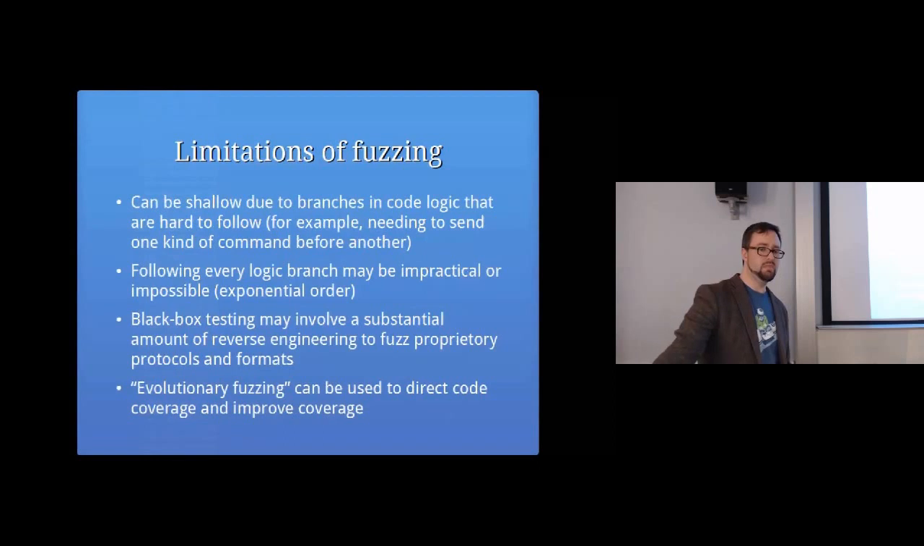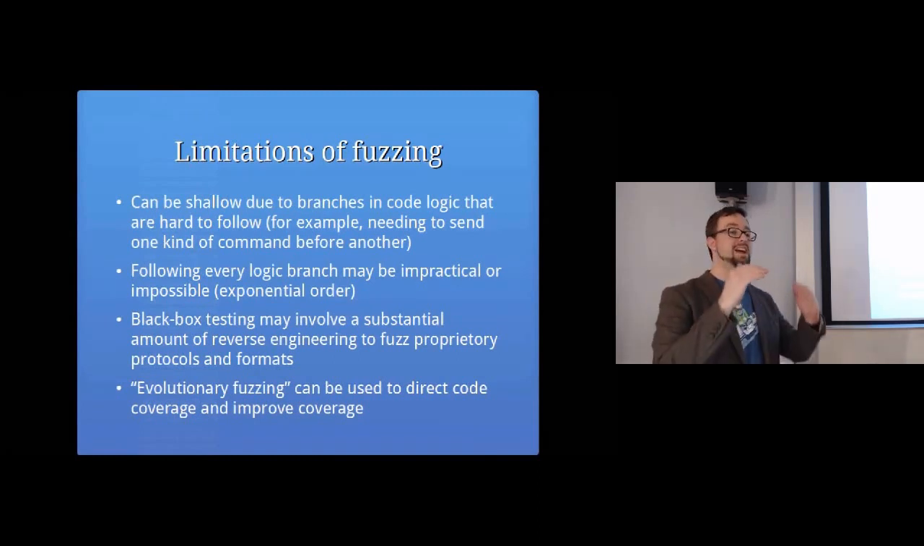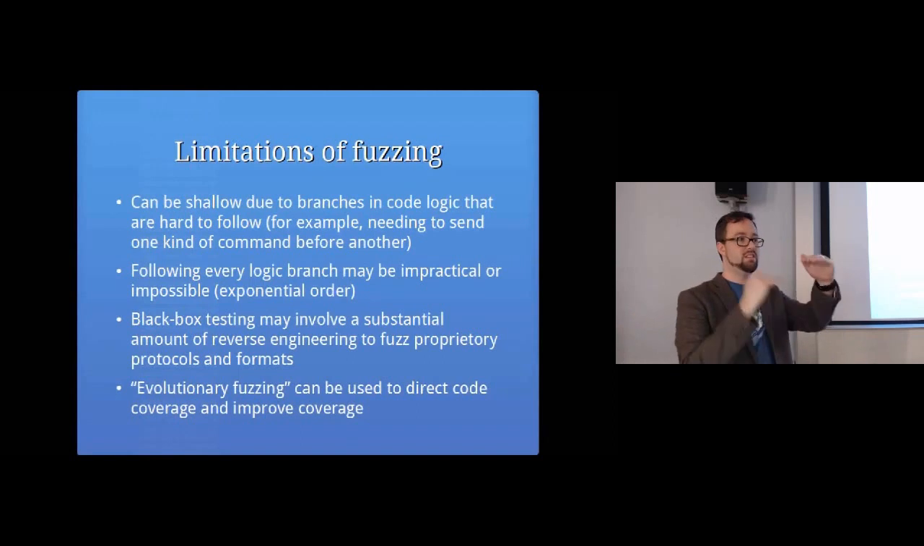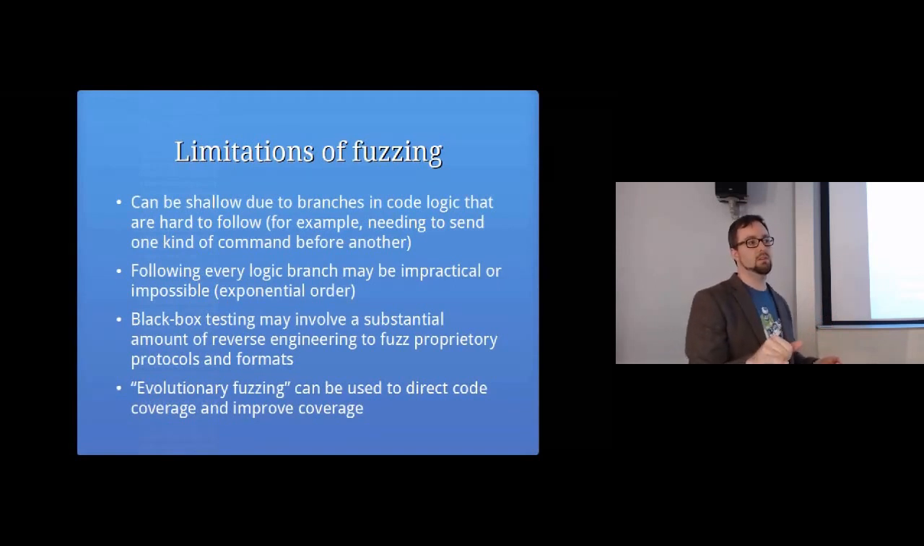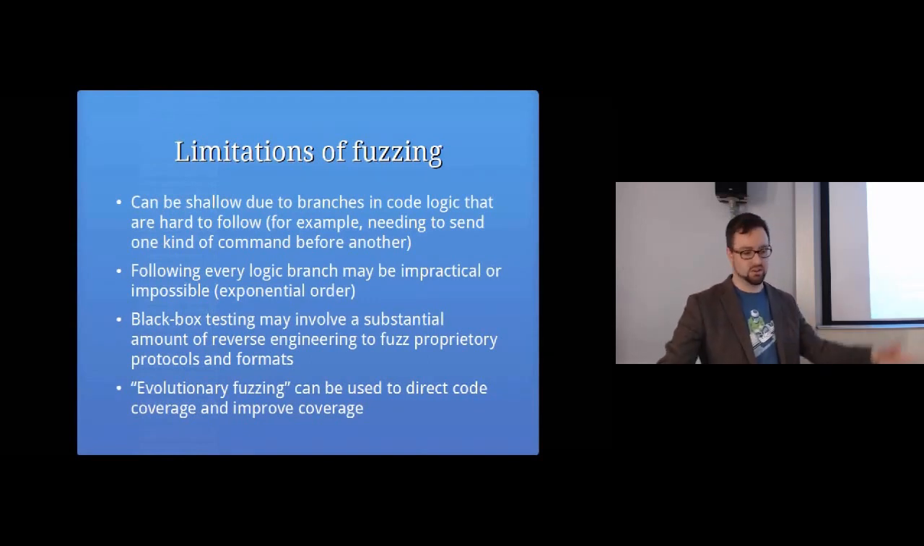The limitations of fuzzing are that it can be quite shallow, because every time there's a branch in the code logic, it can be hard to get your fuzzer to actually test that branch. And every time there's another variable, that's exponential growth in complexity. The first time you fuzz something, you might send 1,000 different tests to try and break that variable, and then you've got the next variable, and it can take a really long time to search through all of the different things that your program's going to do.